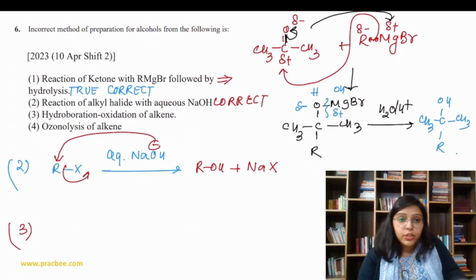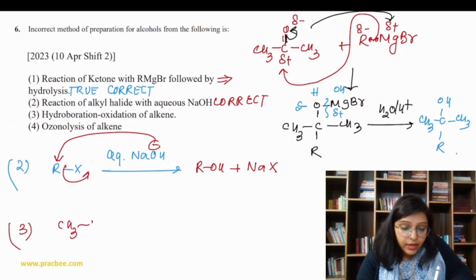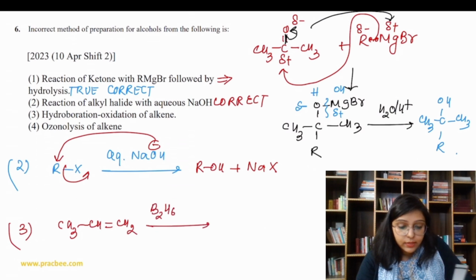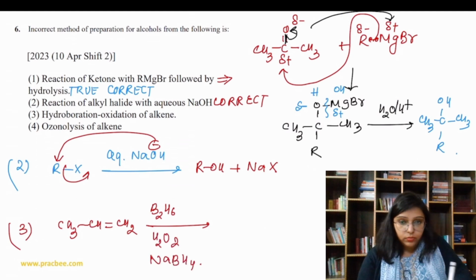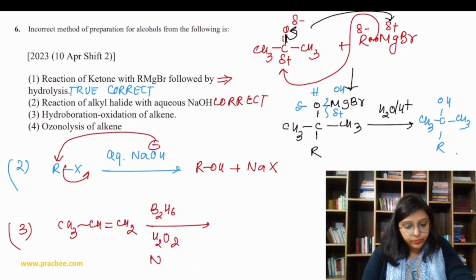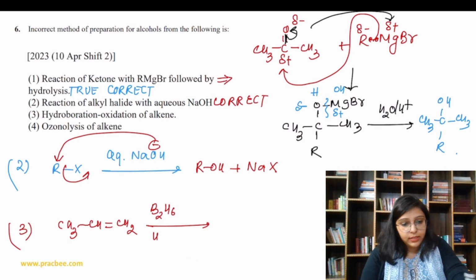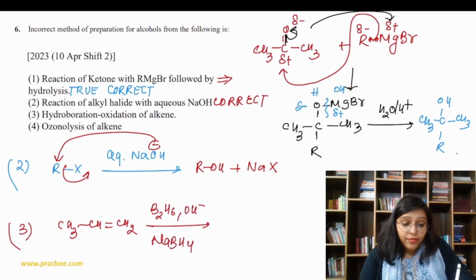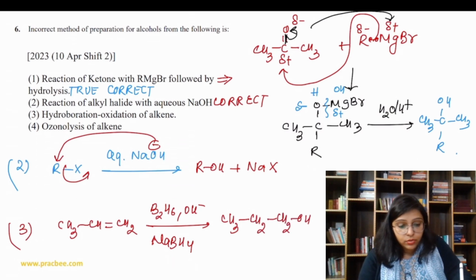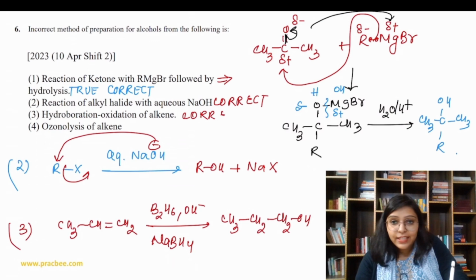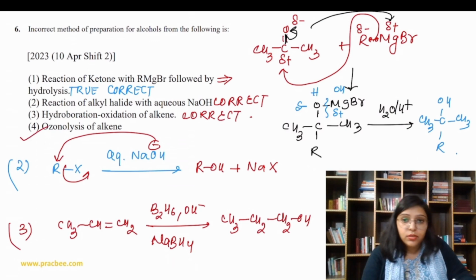Now, third one, hydroboration oxidation of alkene. Yes, if we have an alkene, hydroboration oxidation means B2H6, and then H2O2 and OH minus. We have anti-Markovnikov addition and we get alcohol. So this is correct. The answer is the fourth, ozonolysis of alkene.